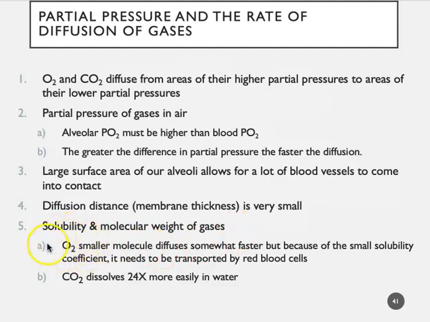So for example, oxygen is smaller than carbon dioxide. I mean, it's one carbon smaller, right? It diffuses somewhat faster. However, the small solubility coefficient means it needs to be transported by red blood cells. Conversely, even though carbon dioxide may diffuse slower than oxygen does, it does dissolve more easily in water.